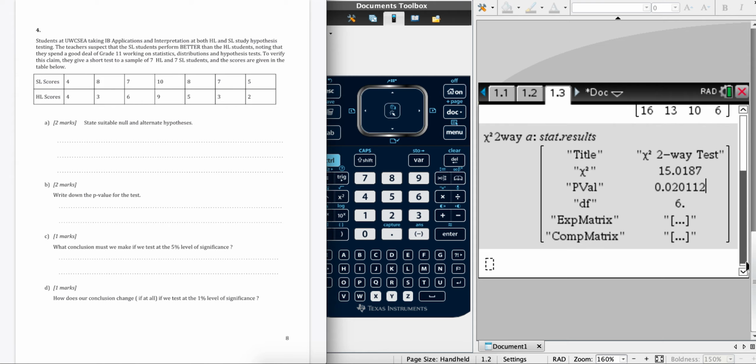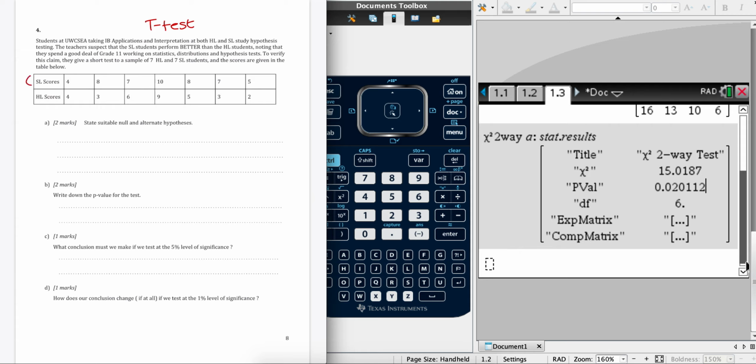Okay, so question 4, it doesn't specifically tell us what it wants us to do here, so you've got to work out which statistical test you're going to use. So you've got two different groups of data, the HL and the SL, and you're going to do some sort of hypothesis testing, like your chi-squared or your t-test. And you're looking to see if the SL perform better than the HL students or not. So this question is a t-test question. So you should have been using the t-test. And it's a two-sample t-test.